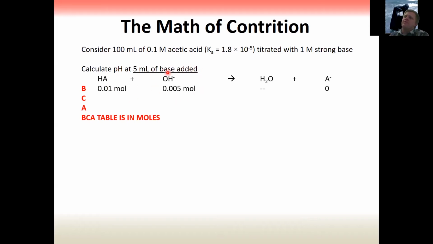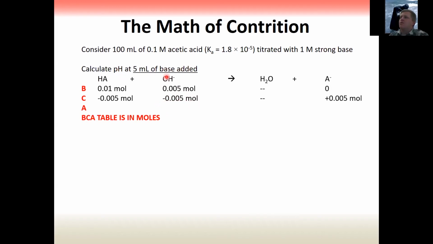We're going to do the same for the OH minus here. We're going to take the 1 molar concentration and multiply that by 0.005 liters to get 0.005 moles. Now, what are we going to write here for the change? Well, we just said that the strong base is going to react completely with the weak acid, and so all of this strong base is going to be used up. So it is going to be changed by negative 0.005 moles.